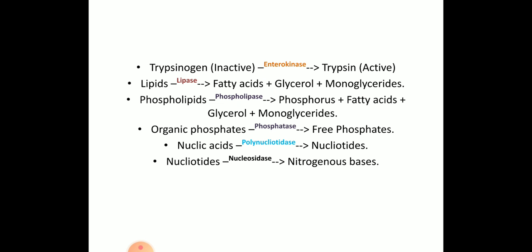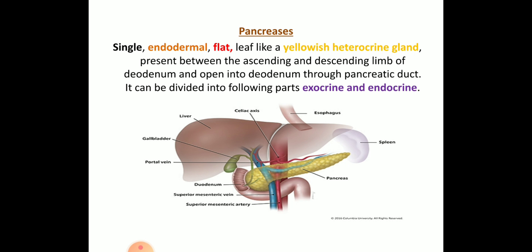Nucleic acids are converted to nucleotides in the presence of polynucleotidase, and later nucleotidase converts them into nitrogenous bases. Next we are having the organ, or the gland, which is the pancreas. The pancreas is a single endodermal structure, leaf-like and yellowish in color. It is a heterocrine gland, mainly present in the ascending and descending limb of the duodenum, and it opens into the duodenal region through the pancreatic duct. It can be divided into exocrine and endocrine parts.